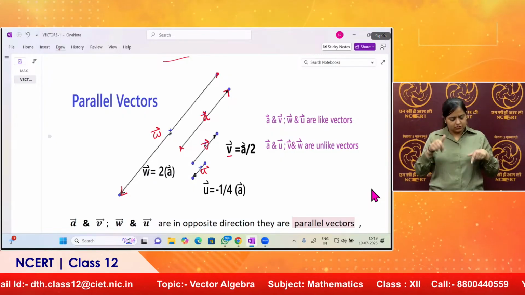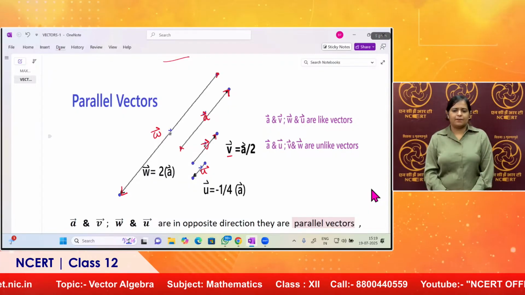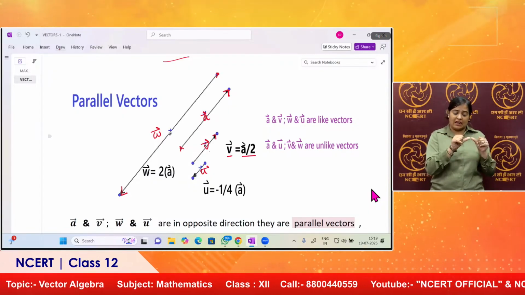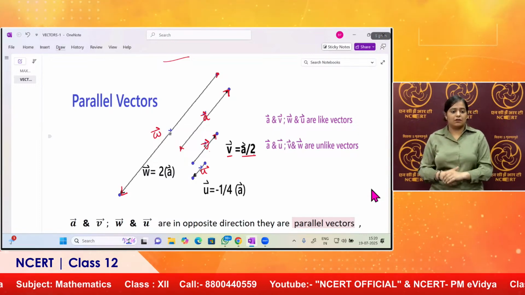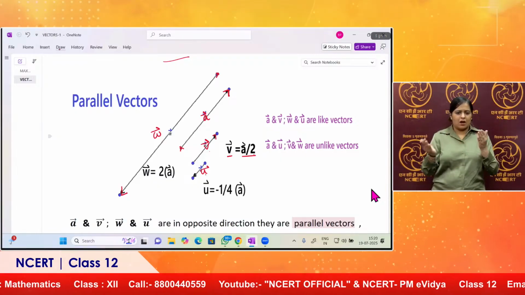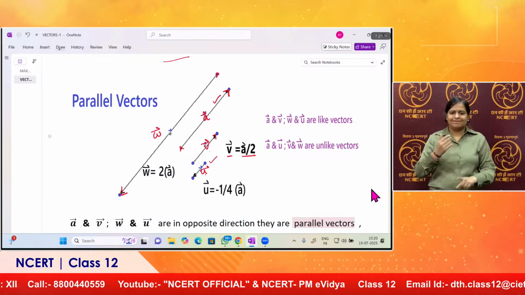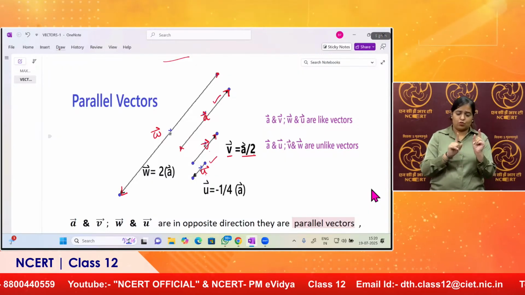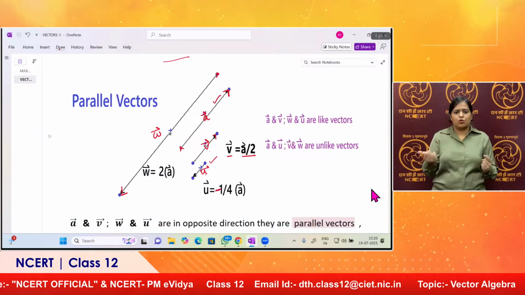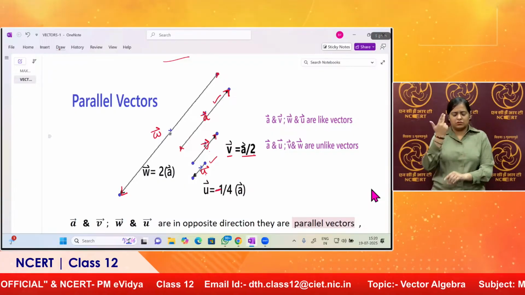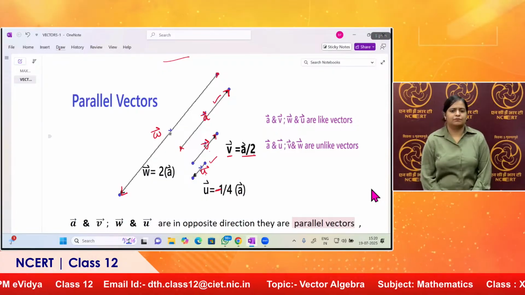The vector V and vector A are in the same direction. But the difference is vector V is half the vector A. Likewise, if you compare U and A, we find that vector U is 1/4 the length of vector A, and that too in the opposite direction. So it has been described in the negative form. It's minus 1/4 A. So the sign, everything matters.